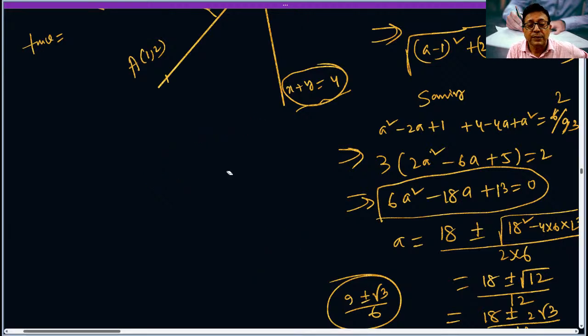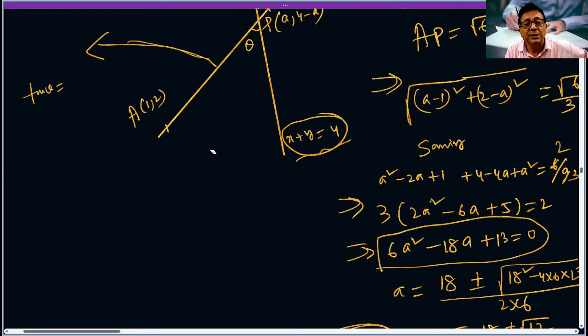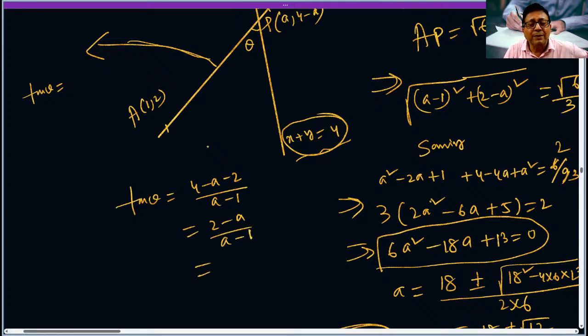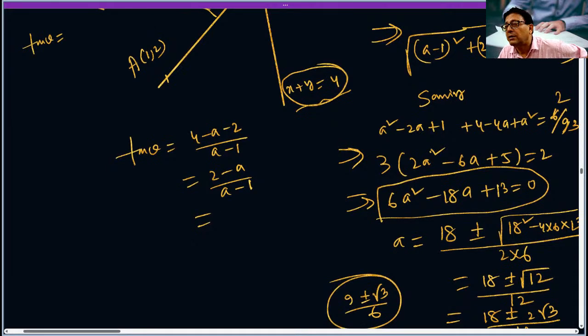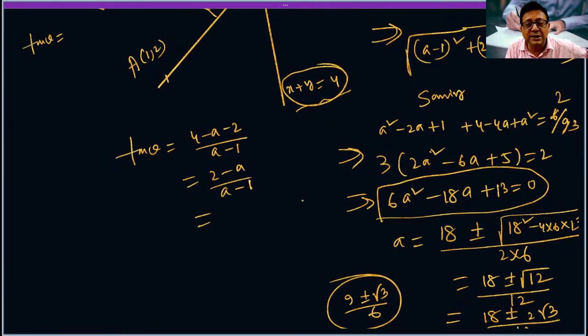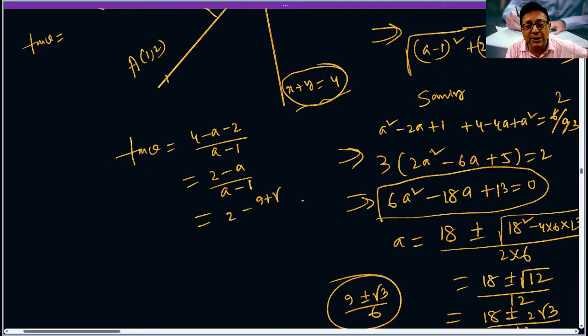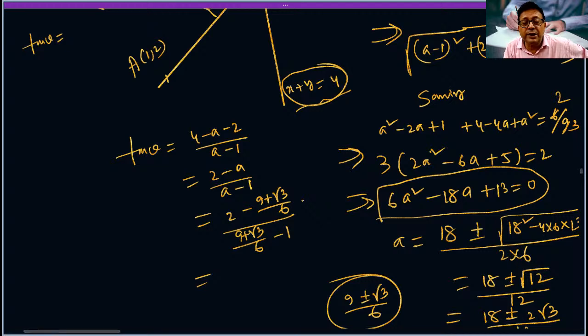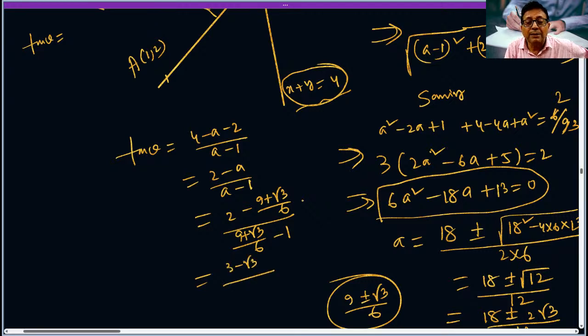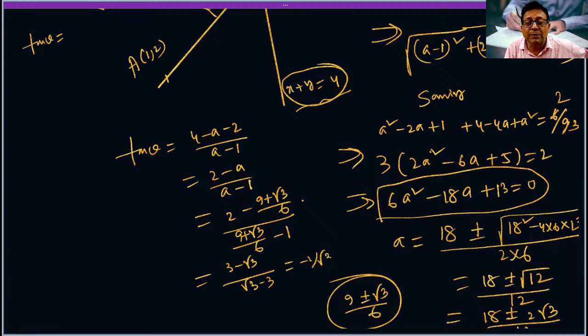Don't leave it here. Tan theta you have to find. So this is what? Put the value of a over there and simplify. 9 plus root 3 by 6 or minus, whatever you like. So 12 minus 9, 3 minus root 3. 9 and 3, root 3 minus 3. So it is coming minus 1 by root 3.